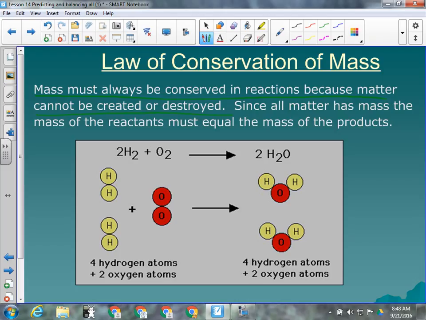And if we look at this reaction here, we'd have two hydrogen molecules containing 4 hydrogen atoms, 1 oxygen molecule containing 2 oxygen atoms, and over here we have exactly the same amount of material. If we have the same amount of material, we should have the same mass before and after. So that's the reason we do the balancing, but like I said, we've already kind of covered that.